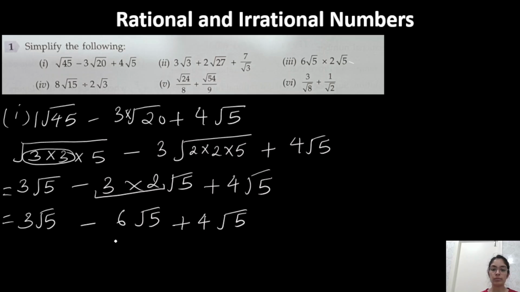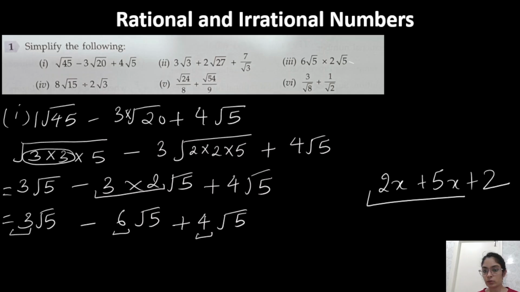Now you can see 3 root 5 minus 6 root 5 and 4 root 5. All these numbers, 3, 6 and 4, have root 5 along with them. That means these terms are like terms. We can add them or subtract them. Suppose I have 2x plus 5x plus, suppose, only 2. These two, 2x and 5x, are like terms, so we can add them. 5 plus 2 is 7x, and this 2 we write as it is because it is not like these two.